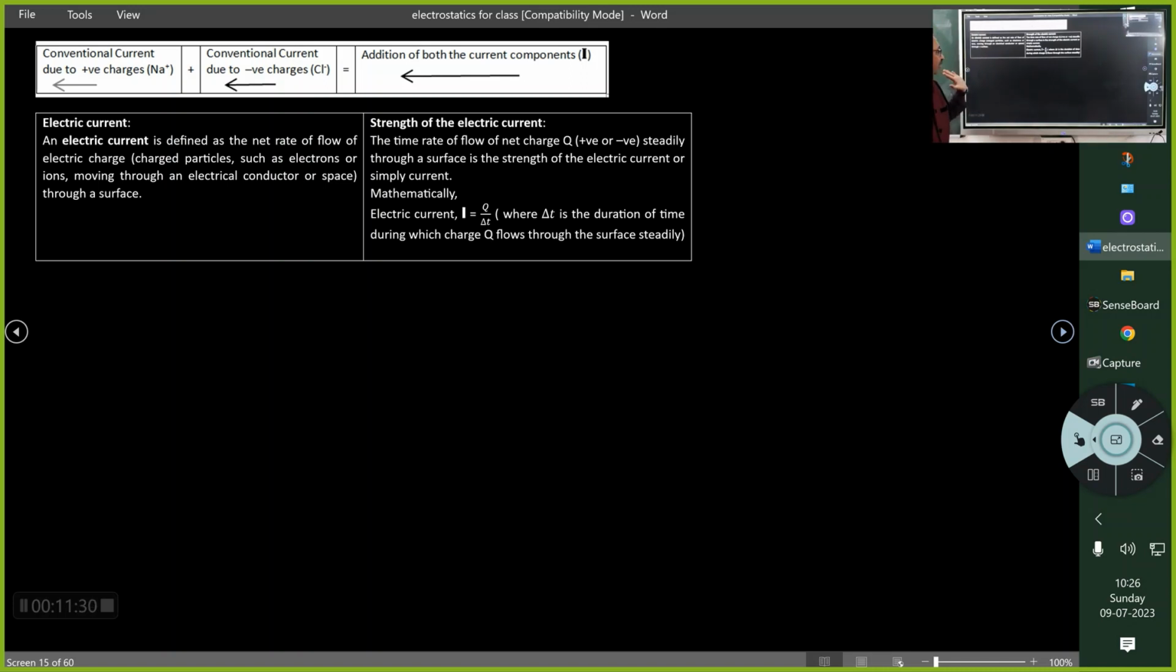The definition of current is the net rate of flow of electric charge. I suppose I made this clear. The second part is the strength of electric current: the quantity of charge moving across a surface in unit time. If a large amount of charge moves in a small time, the strength of current is more. If a large amount of charge moves in more time, then the strength of the current is less. I suppose you understood what I meant. It's quite complicated, but at this stage, just understand it like this and things become simple.